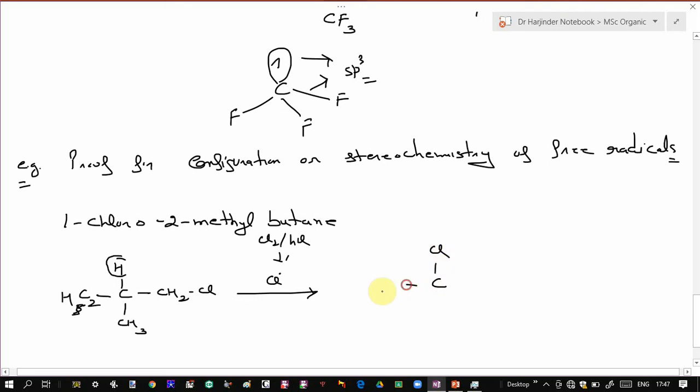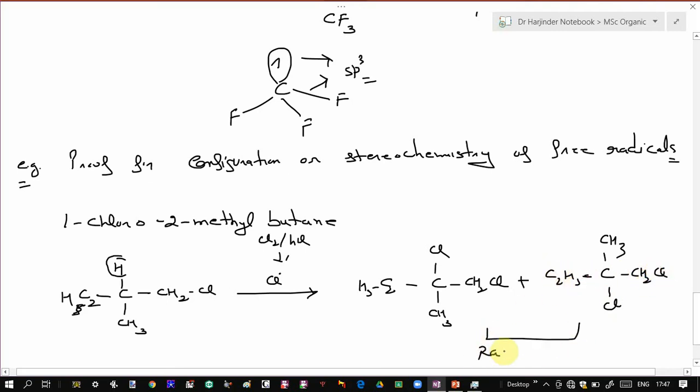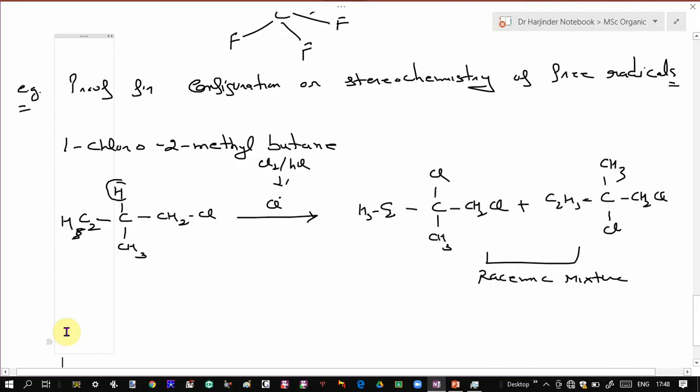So you get two products which are mirror images of each other. You get one product, this one, and another product which is a mirror image of this one. So you get two enantiomers, which form a racemic mixture. Now the formation of this racemic mixture can be explained either by sp2 hybridization of the free radical formed as an intermediate in this reaction, or by sp3 hybridized intermediates.